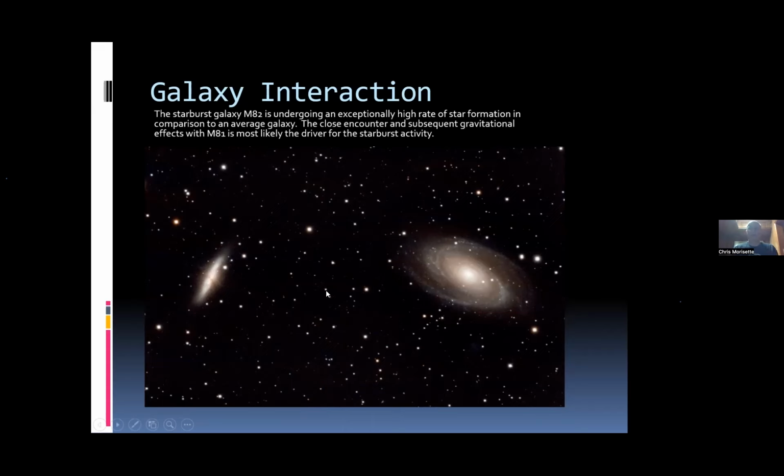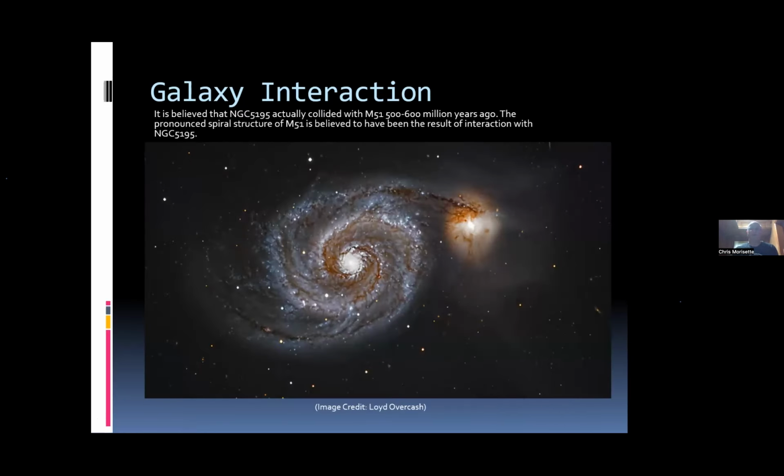These galaxies are about 130,000 light years apart. This one here is about 38,000 light years in diameter. M81 is about 74,000 light years in diameter. So relative to their size, this distance isn't very big. And when you get two objects of this size, even being that far apart, they can have a profound effect on each other.